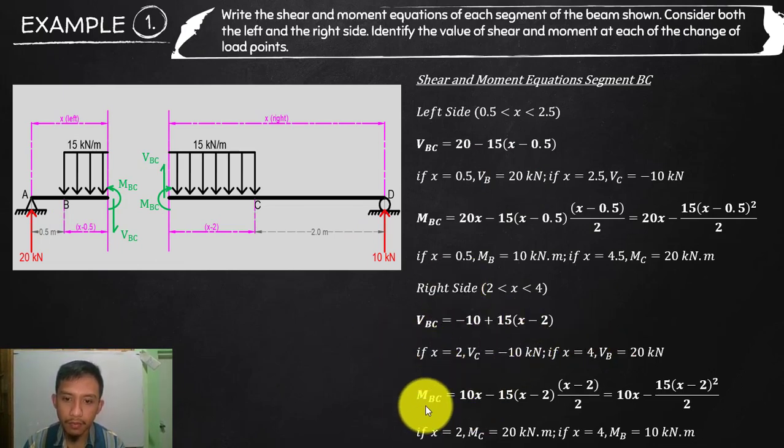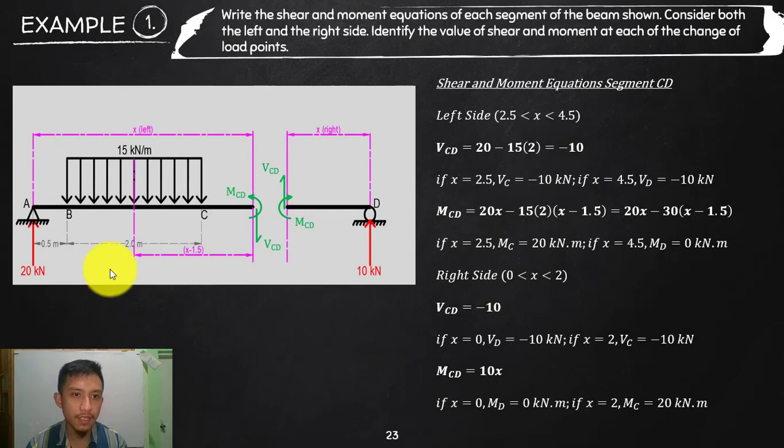Now getting the moment equation. Okay, so take a moment here. This time again, counterclockwise is positive, so 10 times the distance x is positive. This will be counterclockwise, so 15 times the distance x minus 2 times the moment arm, half of that, will be a negative. You can simplify that and substitute the value of x, which is 2, giving us 20, and then at B, which is 4, giving us 10. So MB is 10, yes. MC is 20, yes.